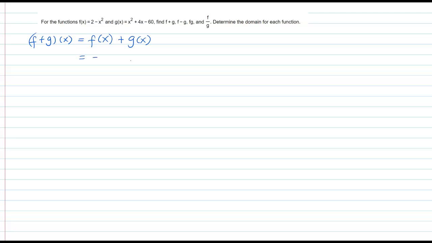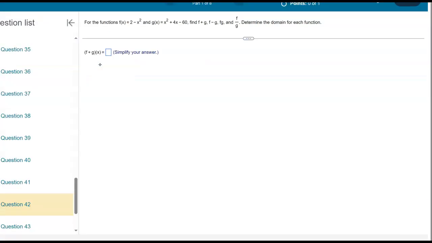So you would add 2 minus x squared, that's your f of x, plus your g of x, which is x squared plus 4x minus 60. Then you combine. Negative x squared plus x squared is 0. Then you have 4x. And then we have negative 60 plus 2, which is negative 58.